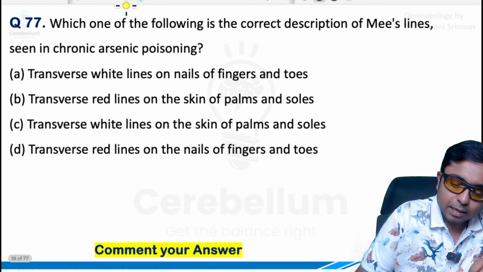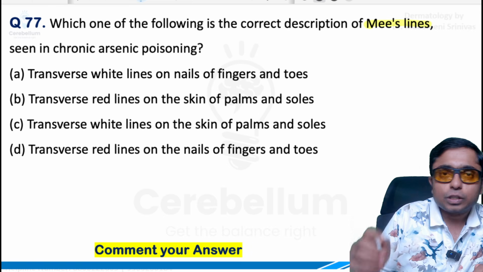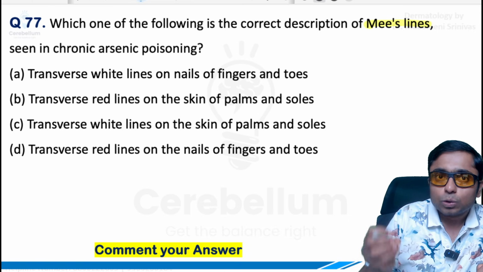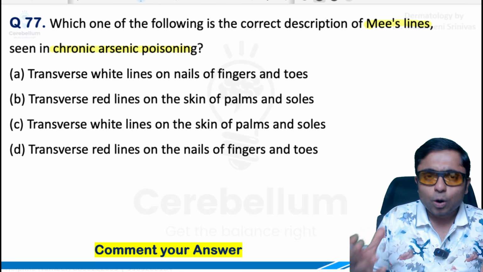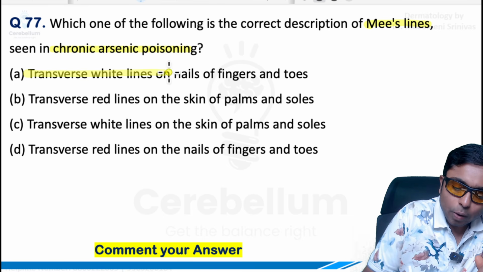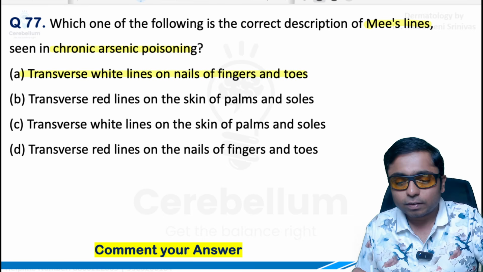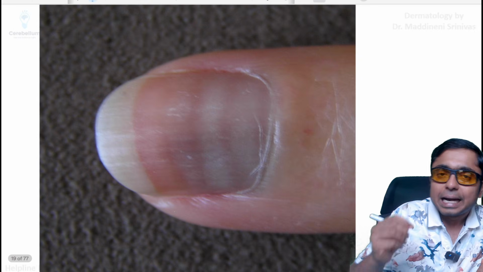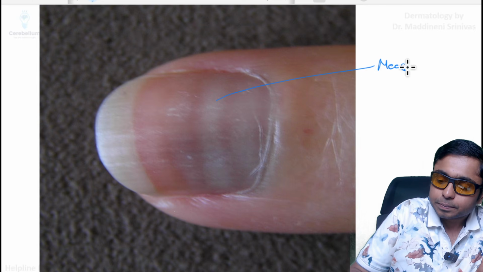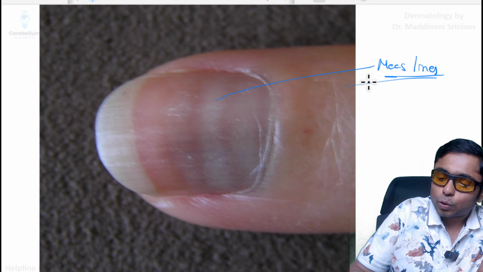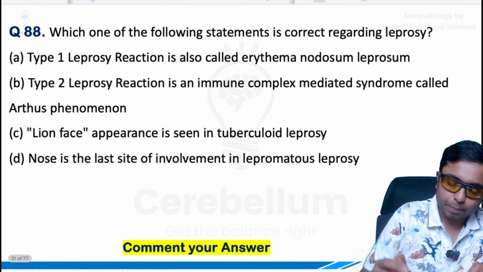Right, next, this is a very simple question. Instead of an image, they have asked you the description. So Mees lines in chronic arsenic poisoning. I hope all of you know they are the transverse white lines on the nails of the fingers and the toes, and this is the clinical picture. As you are able to see, these are the Mees lines present over the nails. Very simple question.